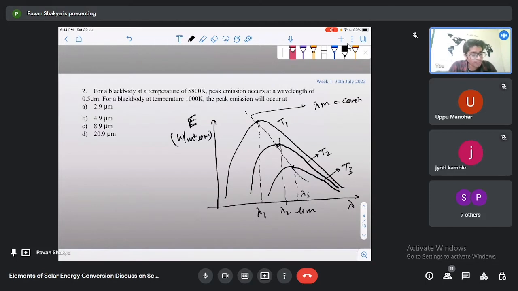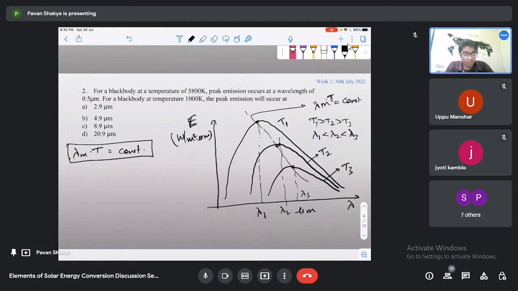Sorry, lambda m times T equals a constant, where lambda m is the maximum wavelength at which the peak occurs. Thus, this law, lambda m times T equals constant, is called Wien's displacement law. I think you are aware of that. Here T1 is greater than T2 is greater than T3, and lambda 1 is less than lambda 2, and similarly lambda 3. Thus, from this formula, now we can solve our problem.